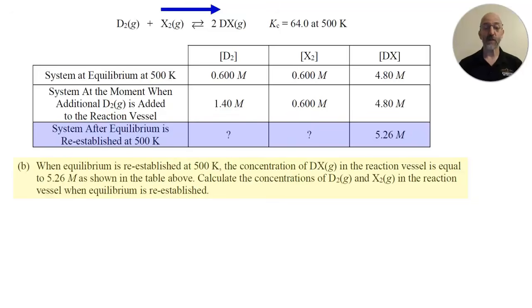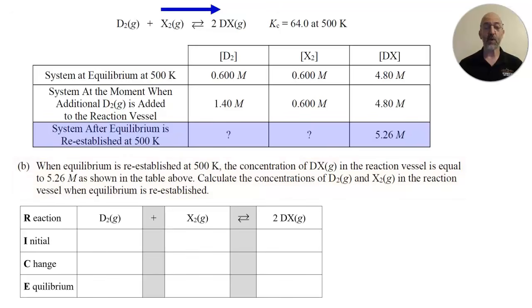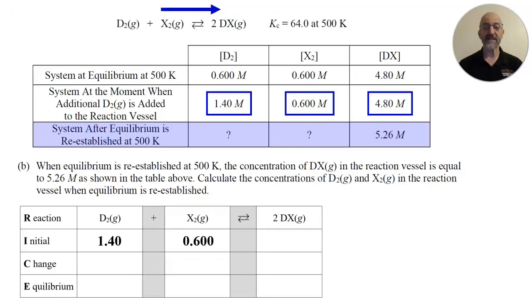The strategy that I will use to answer part B is one that I had mentioned in a previous episode of AP Chemistry Review and Practice, and that is to create a so-called RICE table, where the word RICE is an acronym for reaction, initial, change, and equilibrium. So for this system, at the moment when additional D2 is added to the reaction vessel, the concentration of D2 is 1.40 molar, the concentration of X2 is 0.600 molar, and the concentration of DX is 4.80 molar.